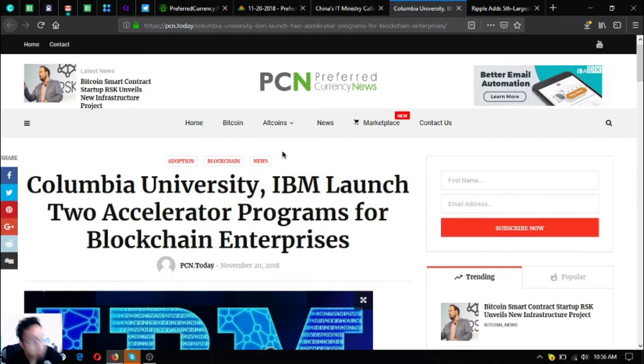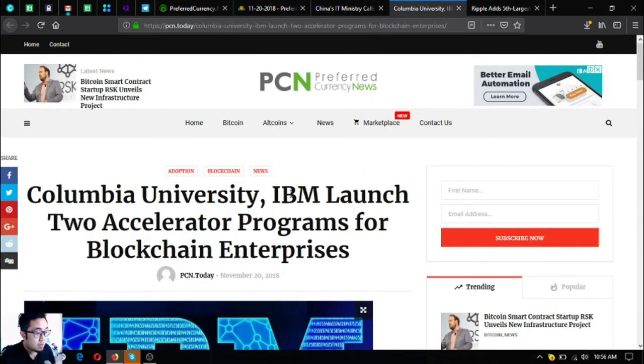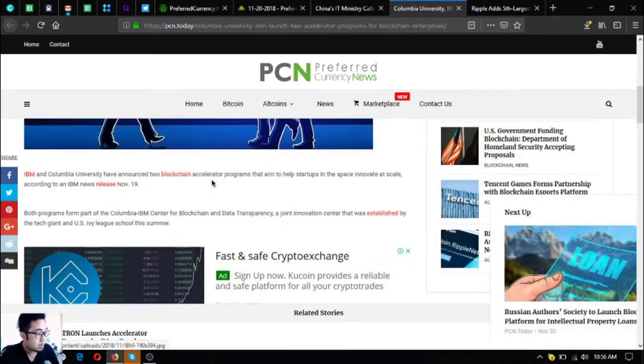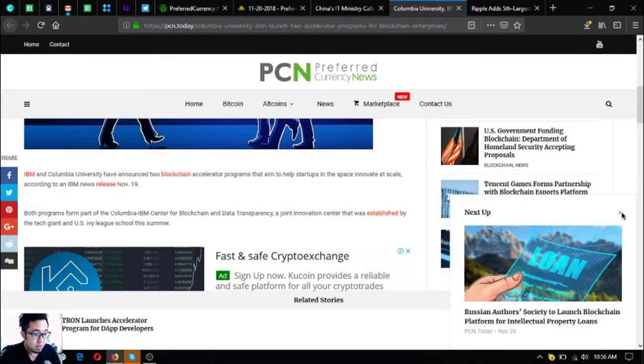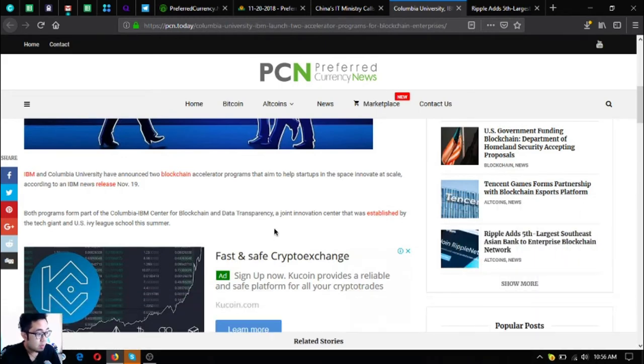The second one is Columbia University, IBM launched two accelerator programs for blockchain enterprises. Right, so let's close this first. So IBM and Columbia University have announced two blockchain accelerator programs that aim to help startups in the space innovate at scale, according to an IBM news release in November 2019.